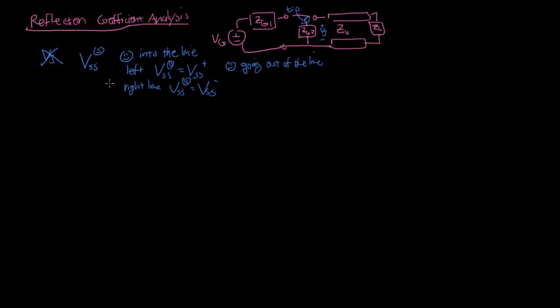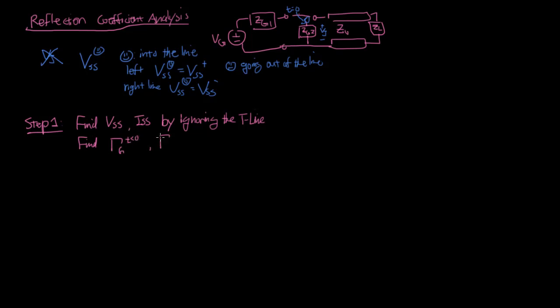Now, the nice thing is that the first two steps remain the same. These are identical steps compared to our earlier video when we were talking about the Thevenin equivalent approach. First, you want to find VSS and ISS. Find the steady state that happens right before you flip the switch by ignoring the transmission line. So you just pretend like the transmission line doesn't exist. Use the voltage divider or Kirchhoff's voltage law to find it. And then also find the reflection coefficient ahead of time before you flip the switch, so the reflection coefficient on both ends. So this step is identical to the Thevenin equivalent analysis approach.